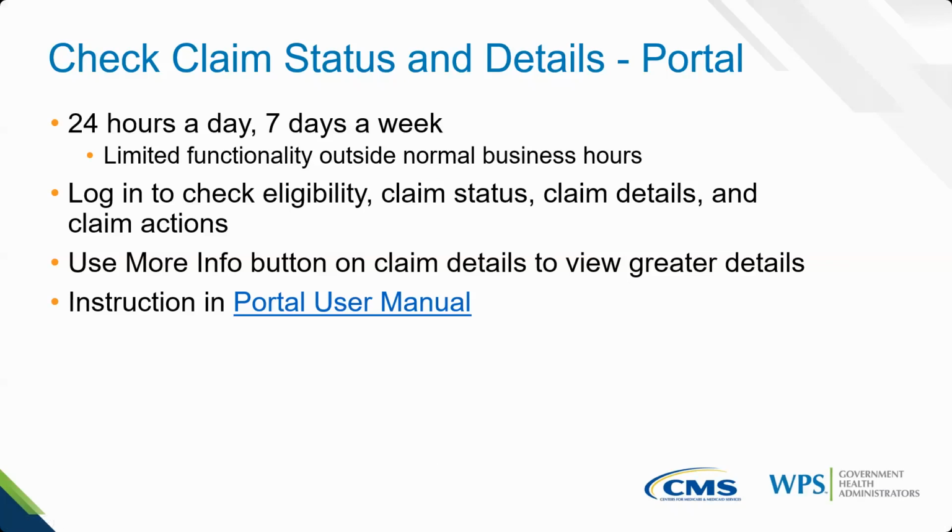It should be coming out early summer. There is a more info button you can click on, and that's going to give you more details about why that claim line denied. Let me give you an example. If the claim line denied based on diagnosis, we don't pay this diagnosis for this service, that's going to be related to a policy. Policies equal edits.